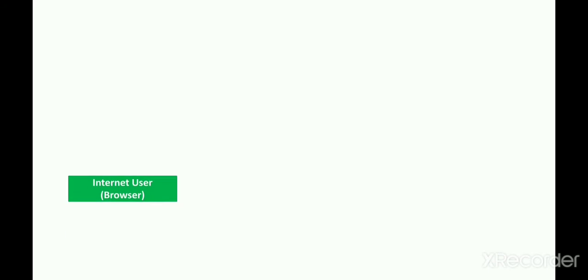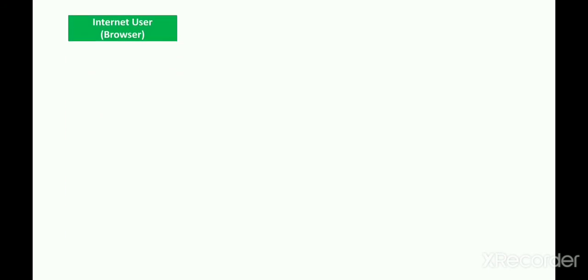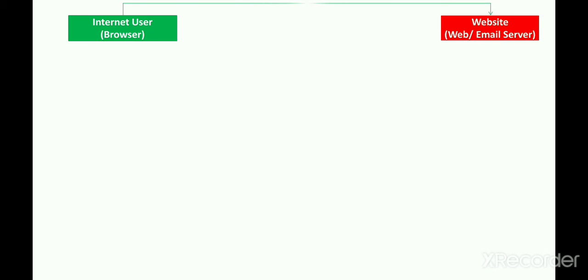Let's start. Now this is an internet user who wants to access this website using his web browser. Now this website is hosted on a web server. Since the internet is inherently insecure, there should be an encrypted channel for communication between these two parties. For that purpose, the Hypertext Transfer Protocol Secure or HTTPS comes into play.